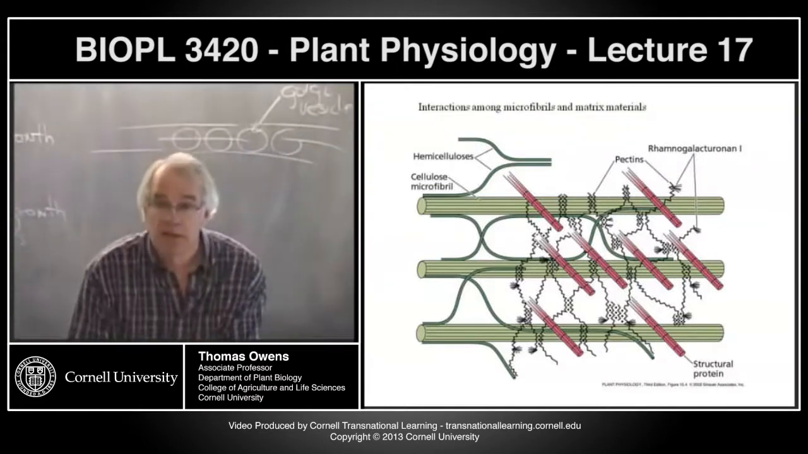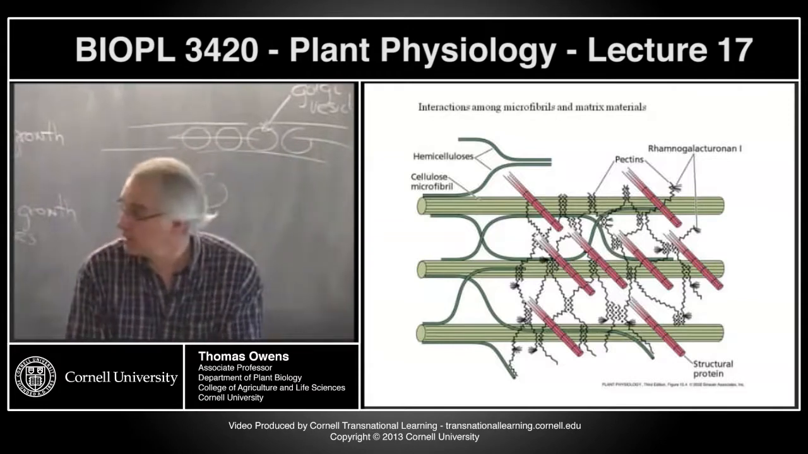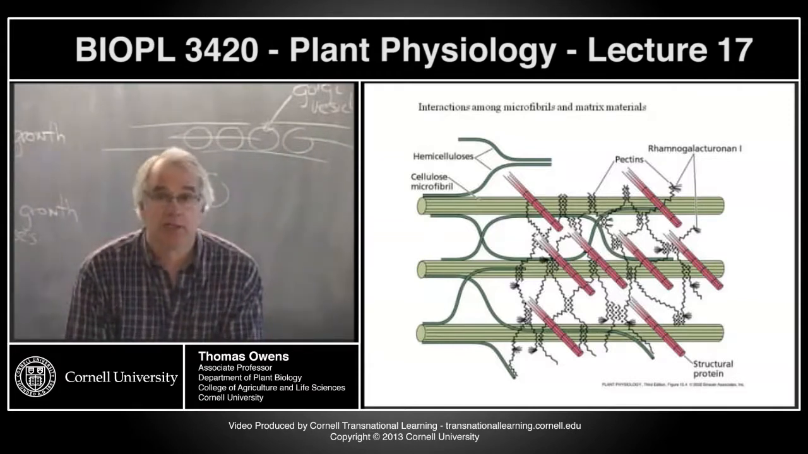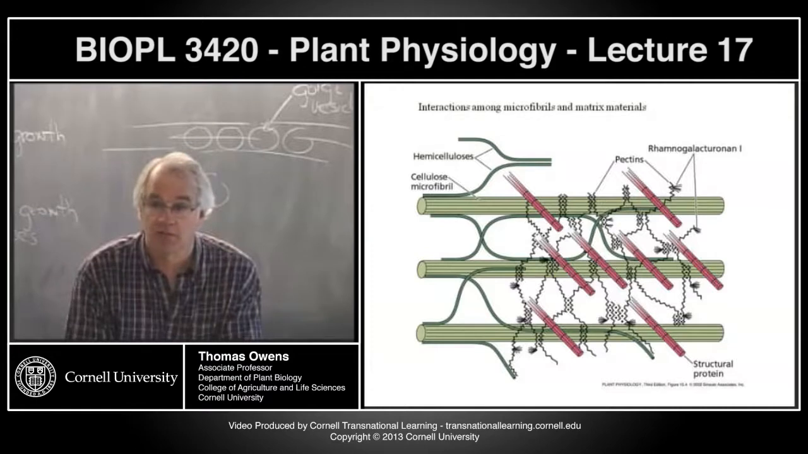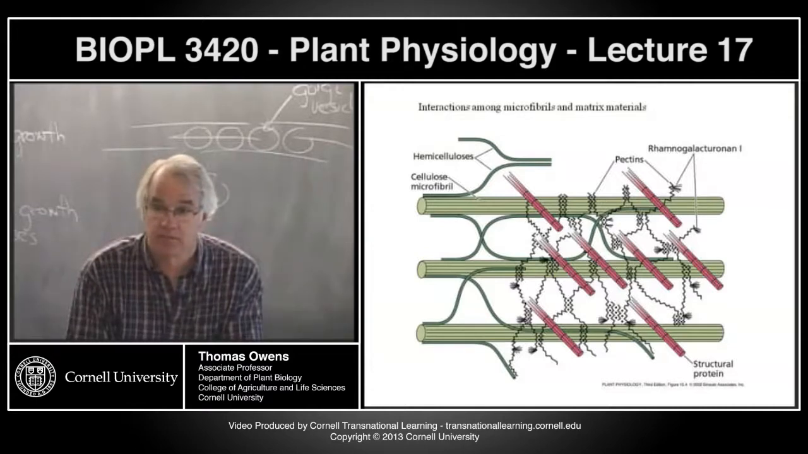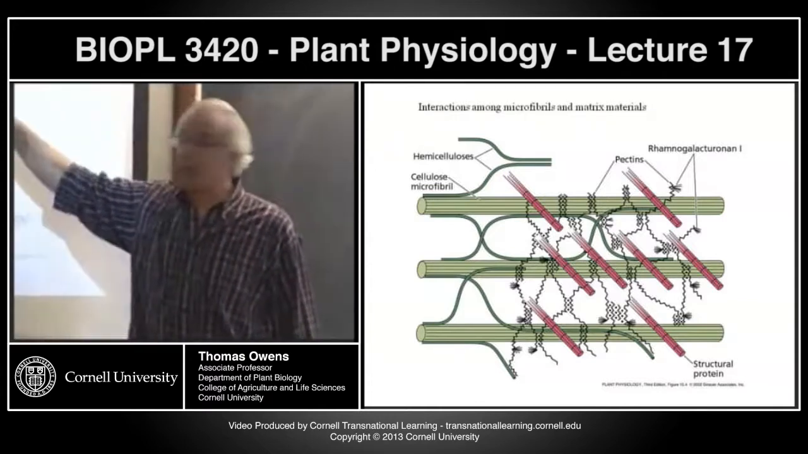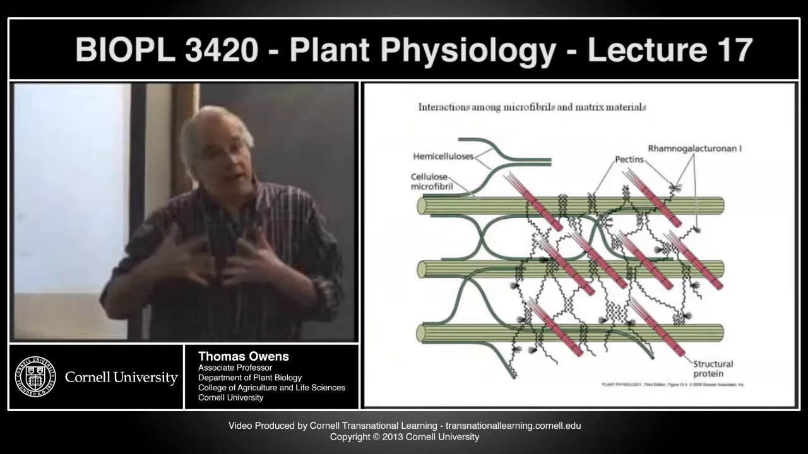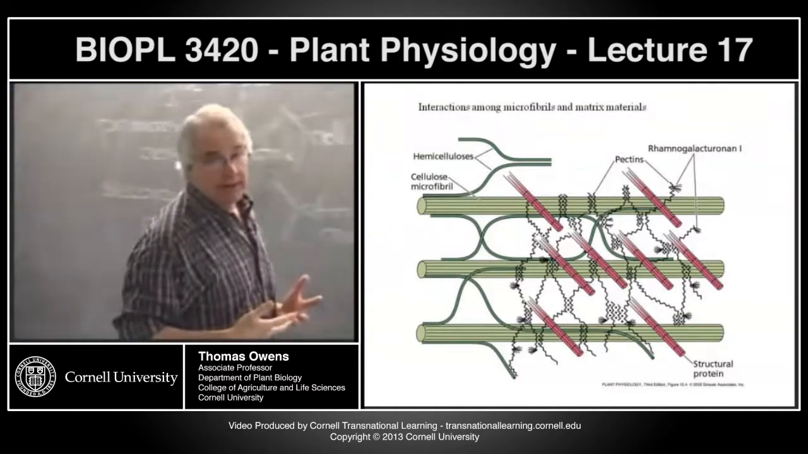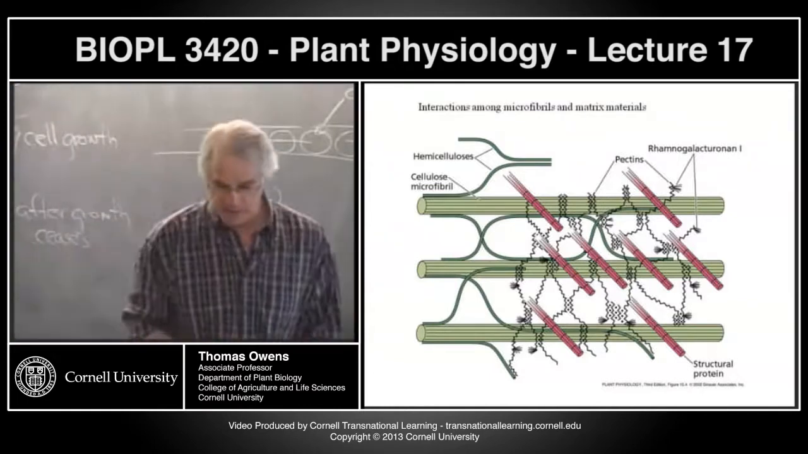So what you should take away from this picture is that most of the interactions that give rise to the overall structure of the cell wall are non-covalent interactions. Covalent bonds hold each of these individual polymers together, but the polymers are held together largely by non-covalent interactions.